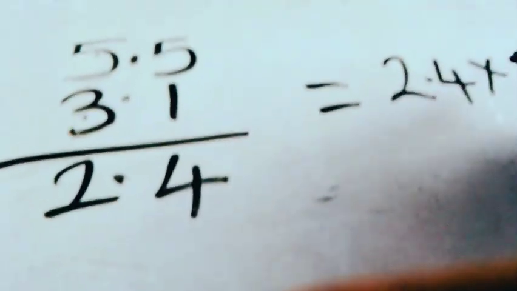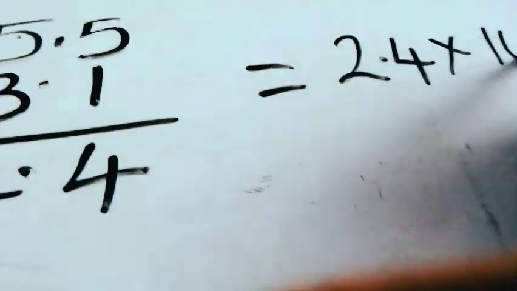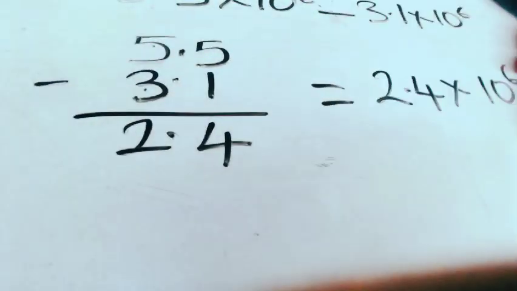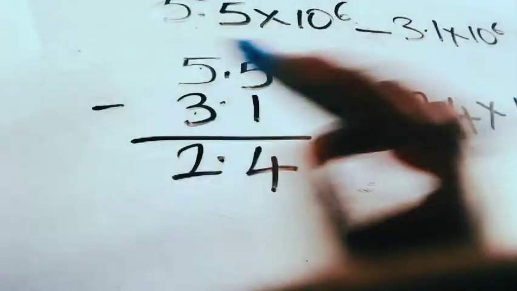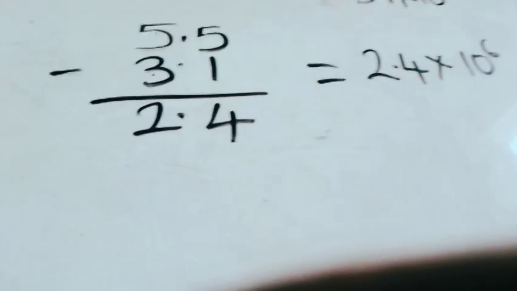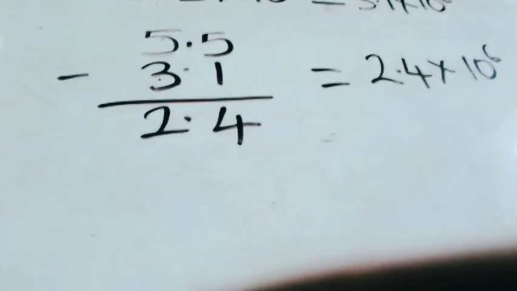2.4 times 10 raised to the power 6. Very simple. Checking the power of 10 is important, and then subtracting or adding the decimals and bringing down the power of 10 to the answer. That makes it correct. Let's do further examples.